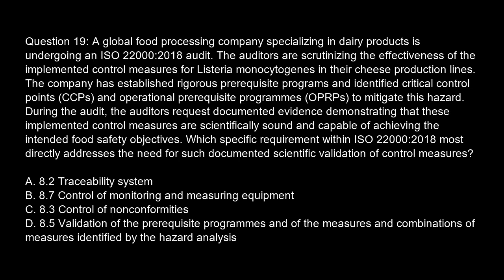Which specific requirement within ISO 22000-2018 most directly addresses the need for such documented scientific validation of control measures? Option A, 8.2 Traceability system. Option B, 8.7 Control of monitoring and measuring equipment. Option C, 8.3 Control of nonconformities. Option D, 8.5 Validation of the prerequisite programs and of the measures and combinations of measures identified by the hazard analysis.